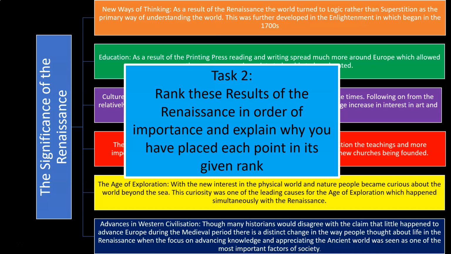I'm not looking for huge amounts of paragraphs. I'm looking for 2 sentences on each of them. So you put it in its place: I placed this first because I think this, and this. I've placed this second because I think this, and this. Basically, I'm just getting you to consider the different results and make your own judgments on it. There's no right or wrong answers here. It's just thinking about what each of these results means, how it's affected the world, and how you think it would have affected the world, and then thinking, is that really that important? Is this as important as something else?